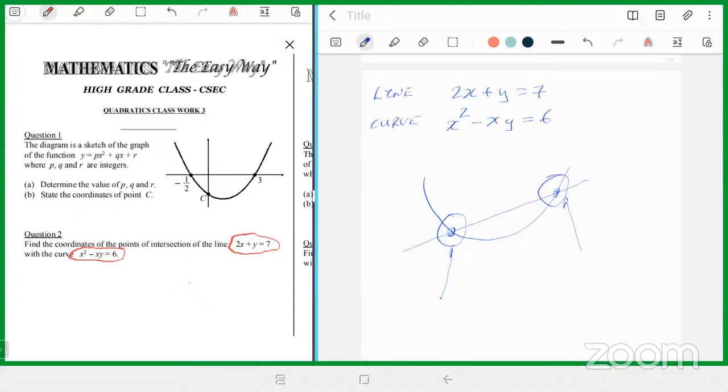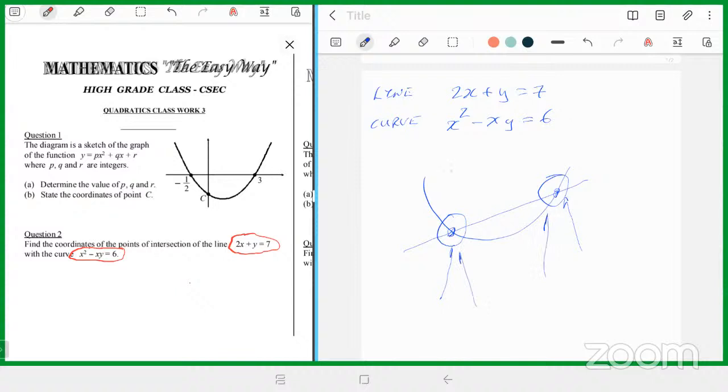When you put them together, you're going to end up with an equation that can only give you 2 values, 2 roots, 2 solutions. That type of equation is a quadratic equation. So that's why we call this topic simultaneous equations leading to a quadratic equation. Because when you put the line and the curve together, either by substitution or by elimination, you end up with an equation that can give you 2 x values or 2 y values. Why? Because there are possibly 2 points of intersection.